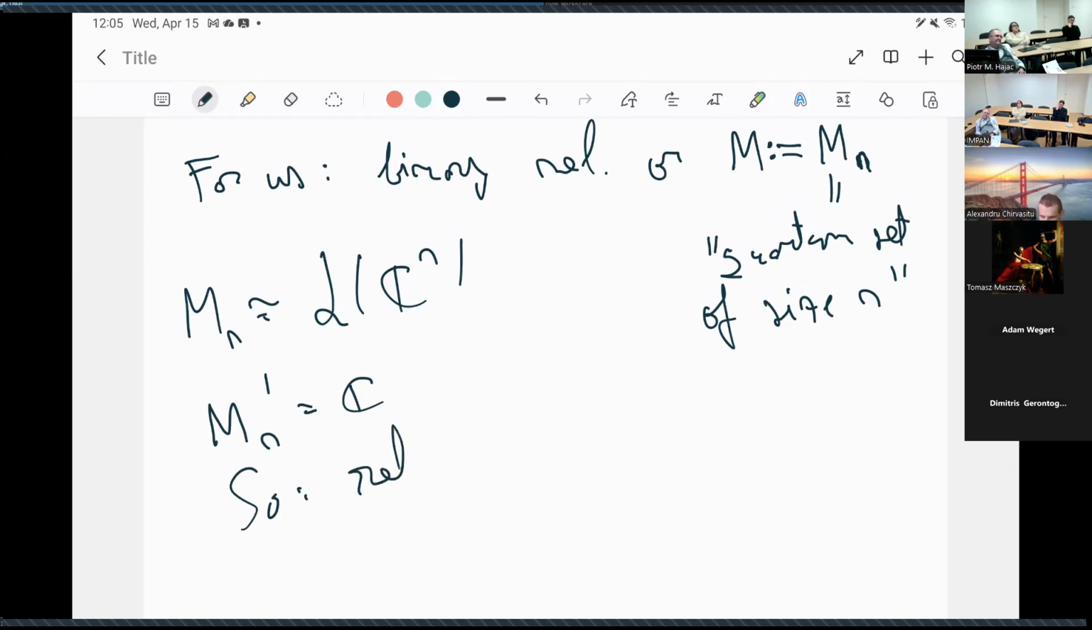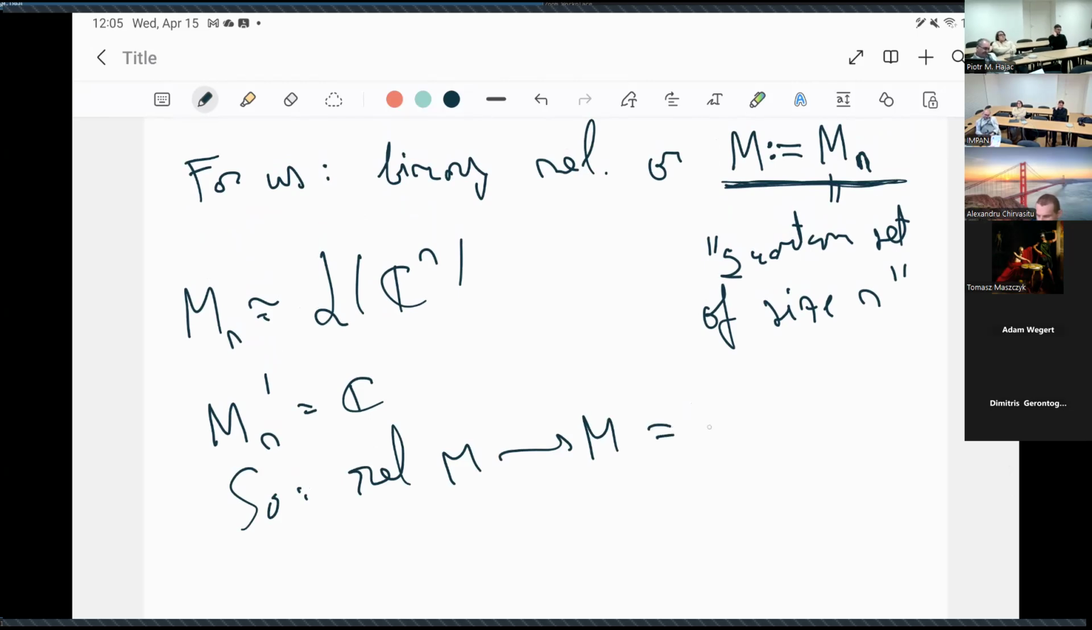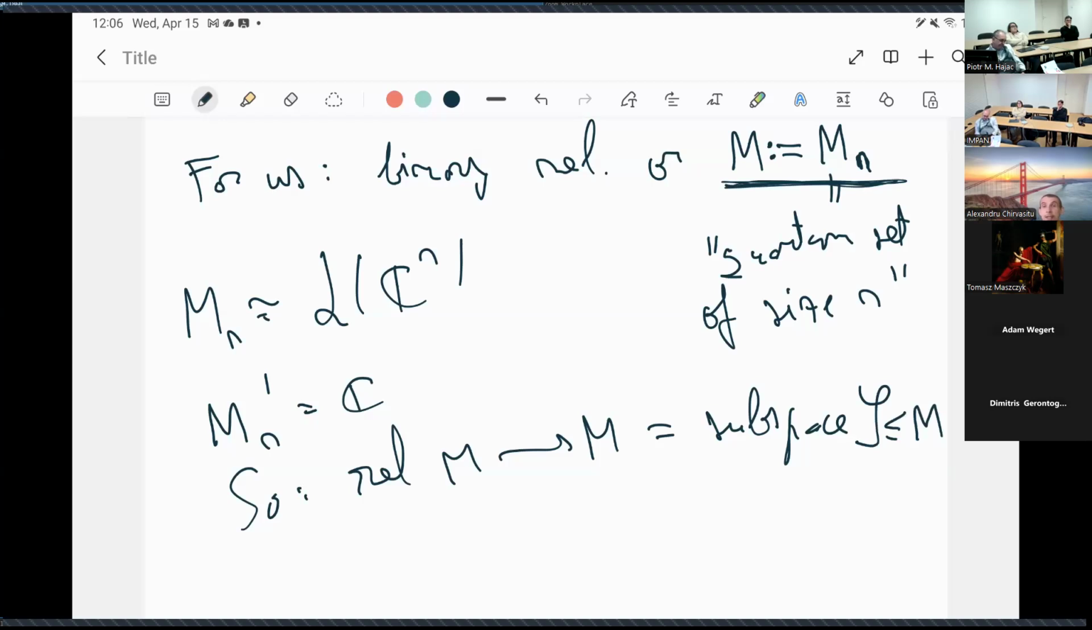Relation. M to M for us. For us, Mn, M is going to be Mn for the duration of the talk, because I don't want to carry the N with me all the time. A relation is just a subspace, let's call it S, of M itself. That's it. That's what a relation is.